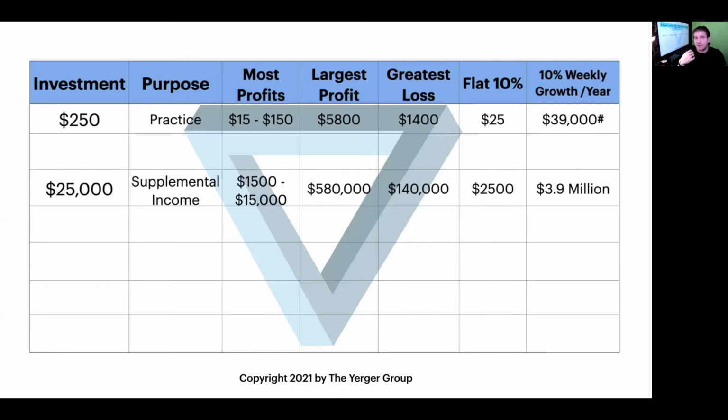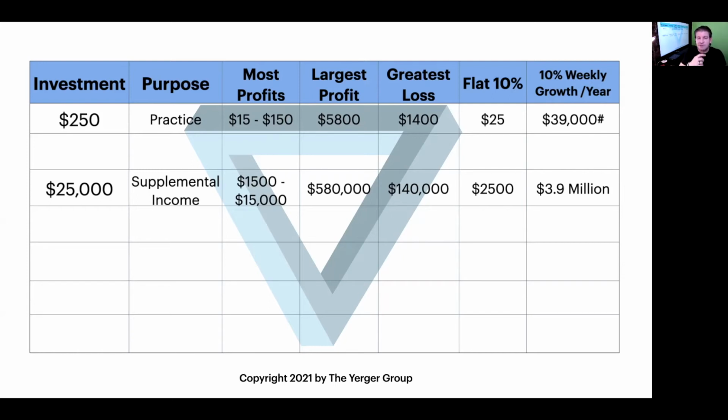What I'm doing is preventing you from going through the same thing. So maybe we've worked up to 25,000 like I initially did, or you're going to take money out of your savings because you want to start with that number. What's the purpose of this account? It's now supplemental income. Probably not going to live off of it, although it's possible, because most of your profits are going to range from $1,500 to $15,000 per trade. Per trade.